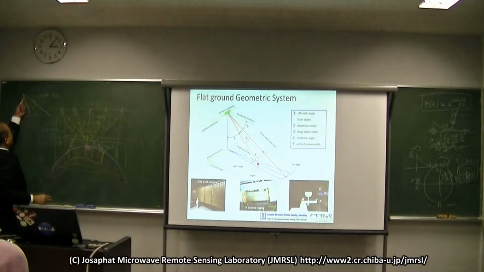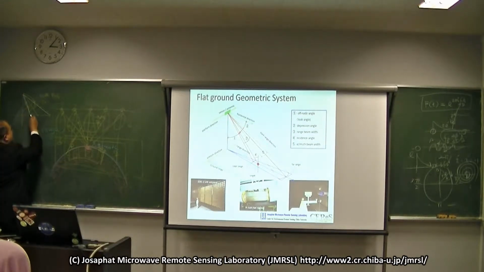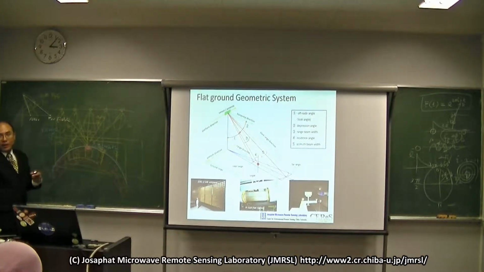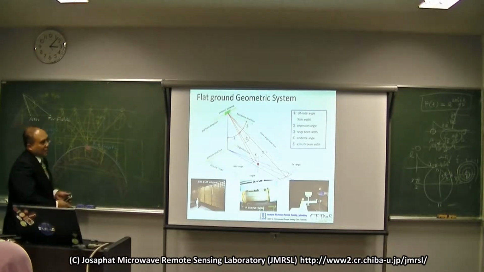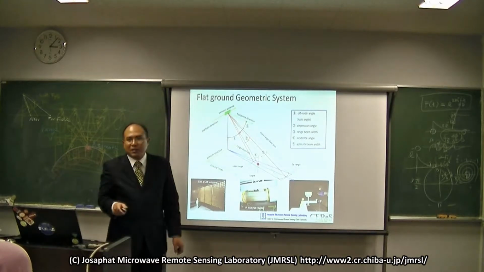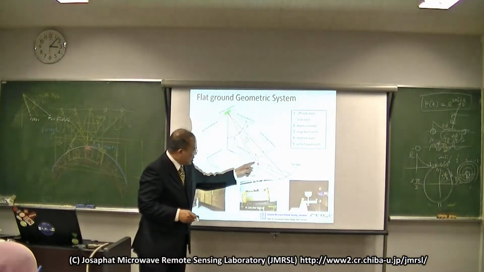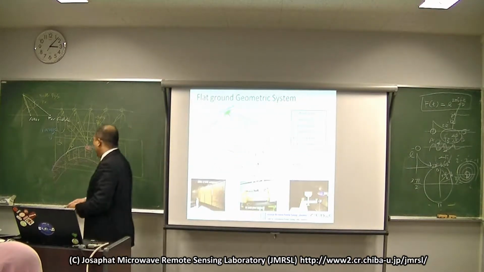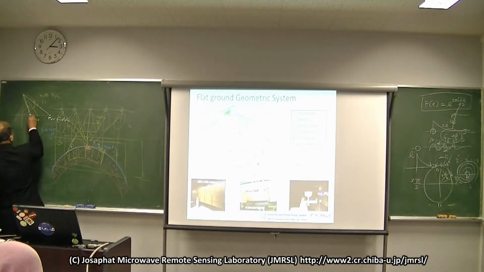You connect this point to this point. This point we call the near field, and this point is the far field. Here the near field and here the far field. This area we call the swath, the swath width.